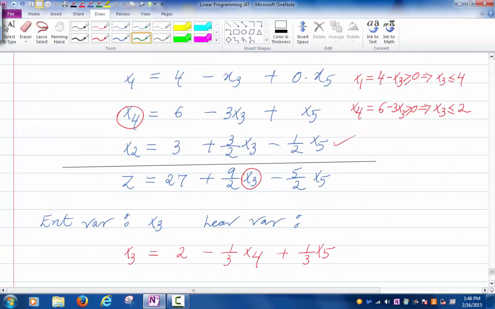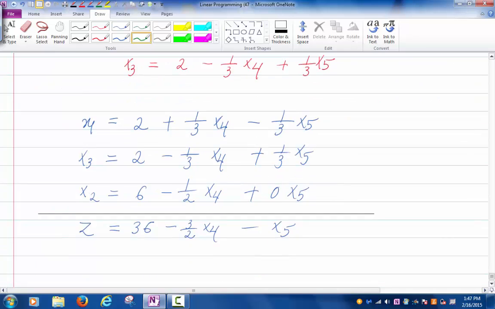And the third dictionary, what's the solution? In the third dictionary, X1 would be 4, X2 would be 3, and then the other ones are X3 would be 0, X4 would be 6, and I'm missing 5, right? So X5 would be 0. So in terms of the decision variables, the solution is 4 and 3, right? 4 and 3.